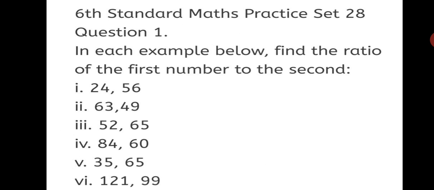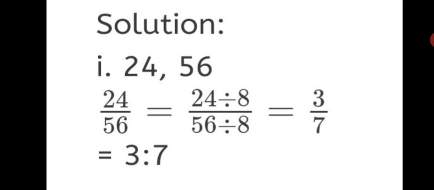Question 1. In each example below, find the ratio of the first number to the second. So you have two numbers and we have to find the ratio. Means first sum, we will have to find 24/56, the ratio of the first number to the second. Let's solve the sums. First sum, 24/56. Now we have to reduce it to its lowest ratio. Means what exactly we have to do? We have to divide. Now you will have to find the highest common factor in order to get your answer.